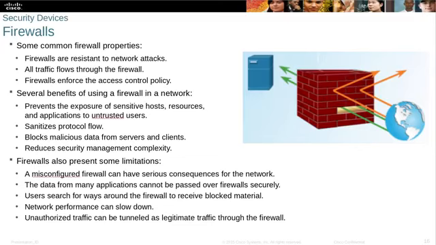Users search for ways around firewalls, and there are indeed ways around simpler types of firewalls, such as the packet firewalls, the ones that do standard packet inspection. Network performance can be slowed down by a firewall because of course it's actually got to process the traffic, and unauthorized traffic can indeed be tunneled as legitimate traffic through a firewall. It does depend on the type of firewall though.